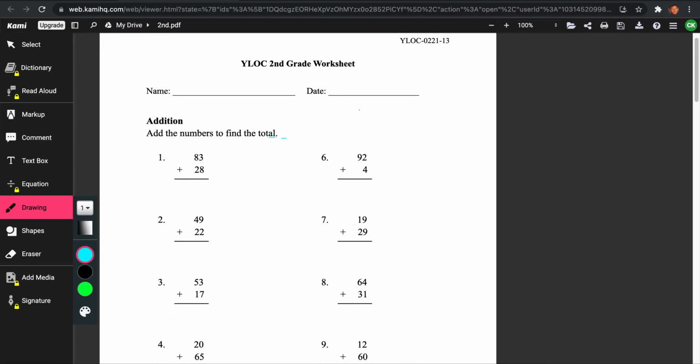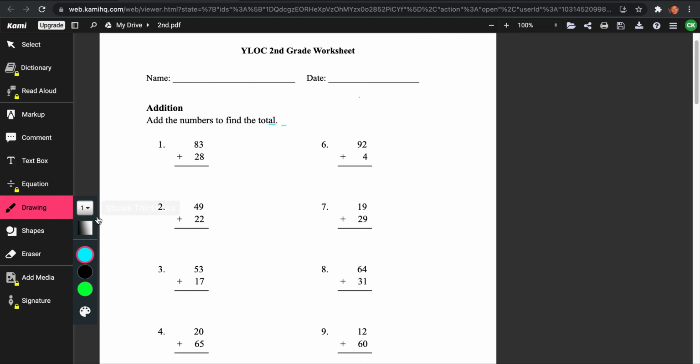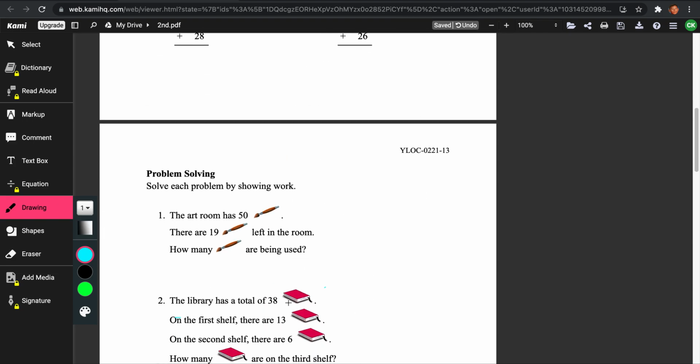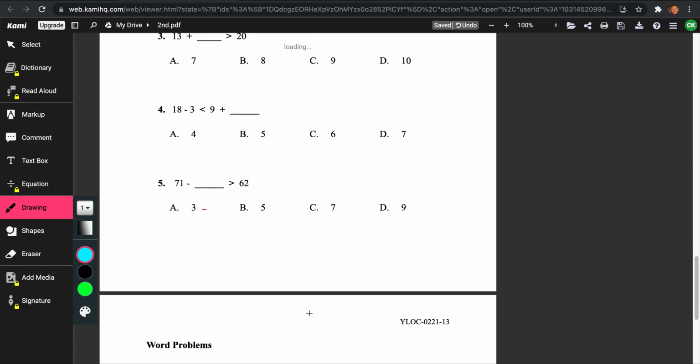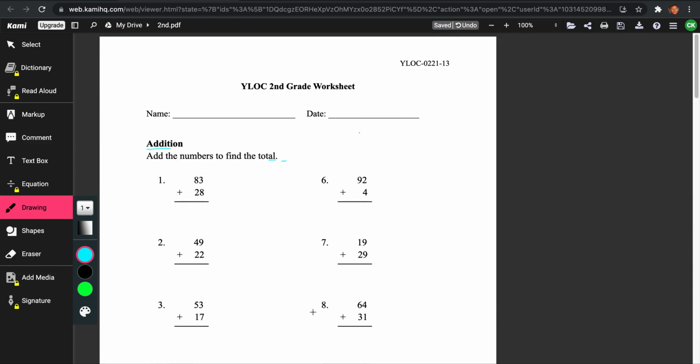Hello, my name is Christopher, and I'm going to be covering the YLOC second grade worksheet, lesson 13. What we'll be doing is addition, problem solving, comparing numbers, and word problems. Okay, so we're first going to do addition.